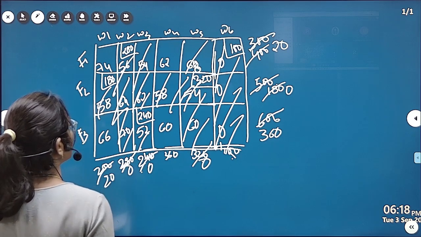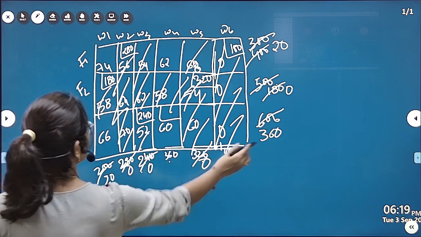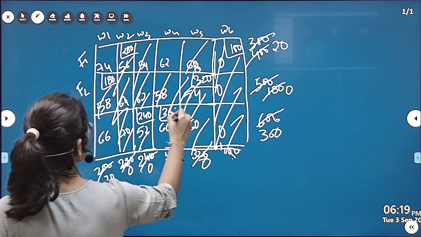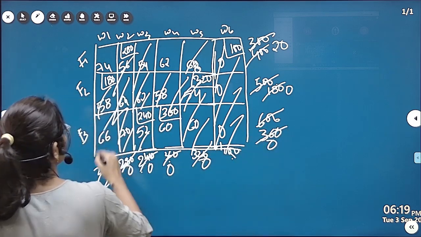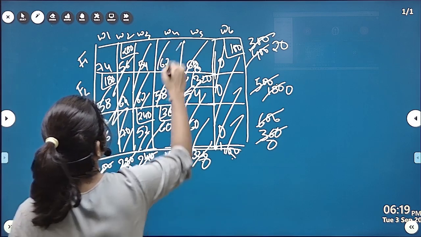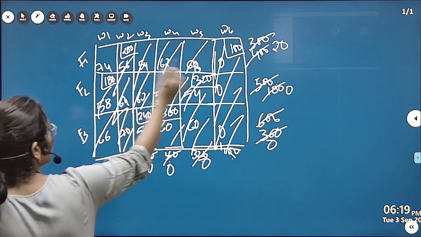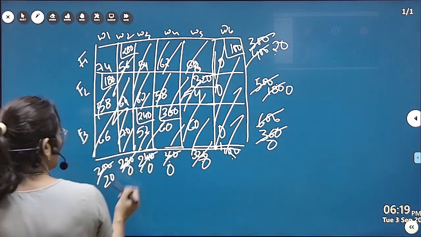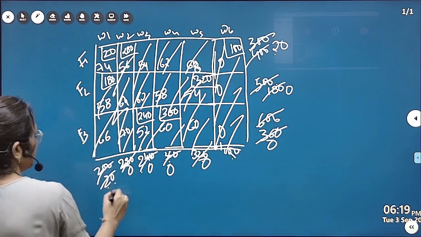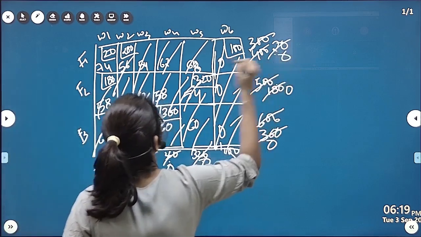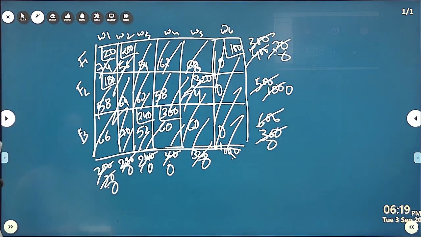The next least cost is 60. Here how many units? 360 and 360, right? So this 360 and this 360 will be 0. Next, how many remain? Only 20 units remain. Here also 20 units. So put this 20 here, and it will be 0 and the other will also be 0. So cancel that row.